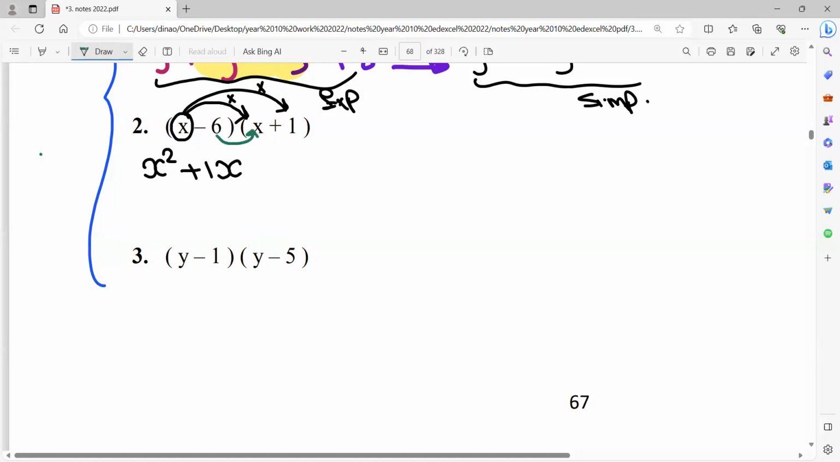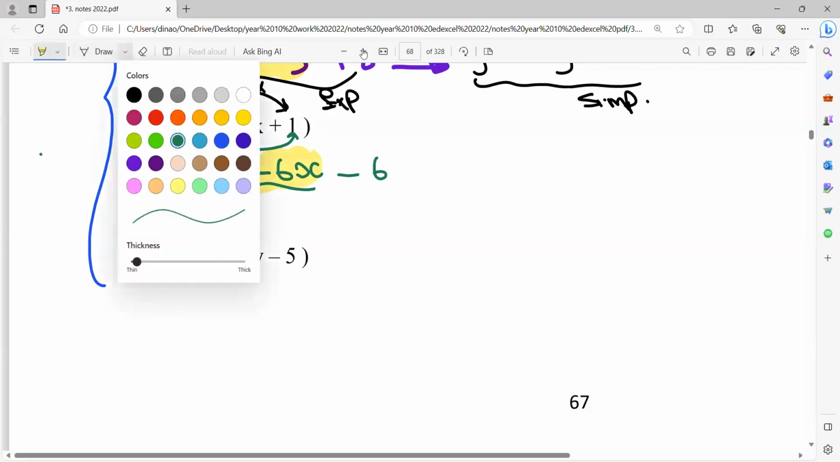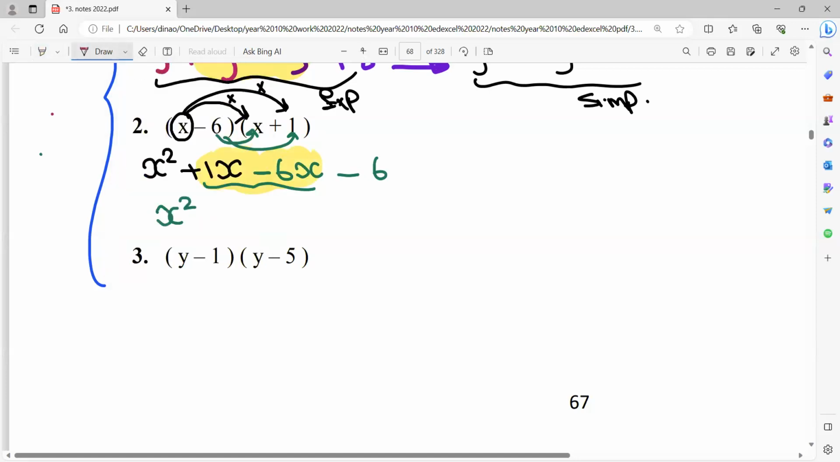Then you take the second term, multiply here, multiply there. Negative 6 times x is negative 6x, negative 6 times positive 1 is negative 6. Now, by combining these two terms over here together, you end up with the simplest form, x power 2. And again, always remember that you combine from left to right. So positive 1 minus 6 is negative 5x, and then minus 6 remains as it is.